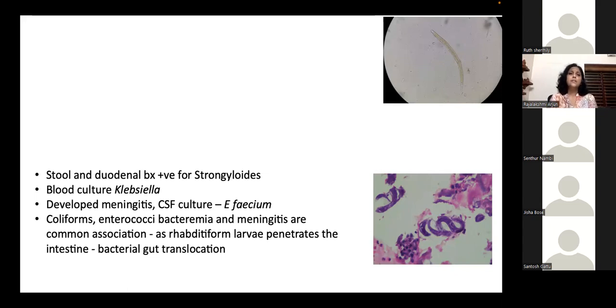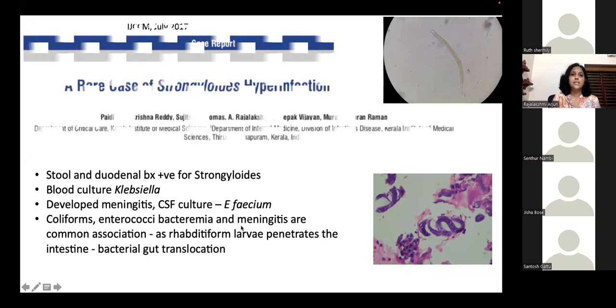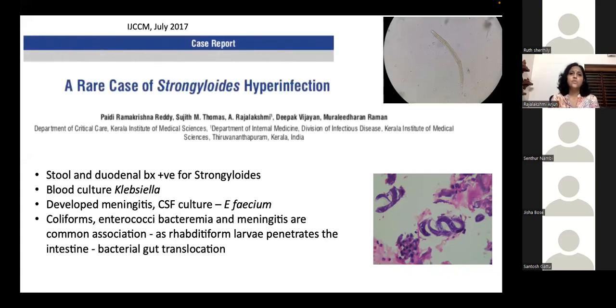So remember, when the Strongyloides larvae migrate, they penetrate the intestine. And there is bacterial gut translocation happening constantly in such hyperinfection. This can cause spontaneous bacteremia, just like SBP in CLD patients, and it can also result in meningitis. So this was a case of Strongyloides hyperinfection, which was later published.